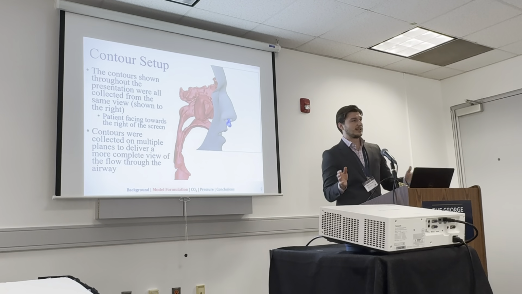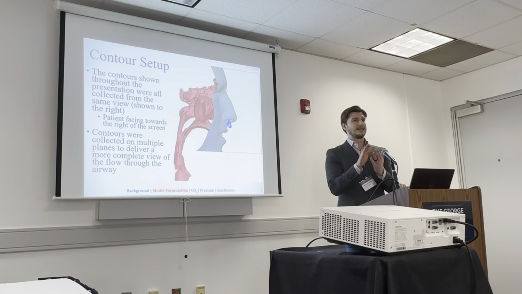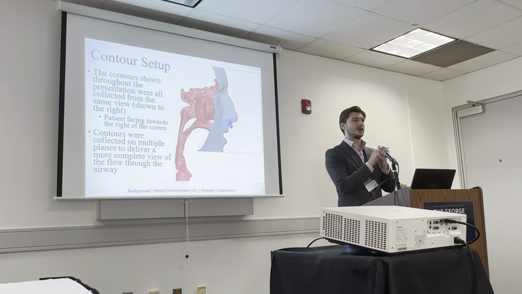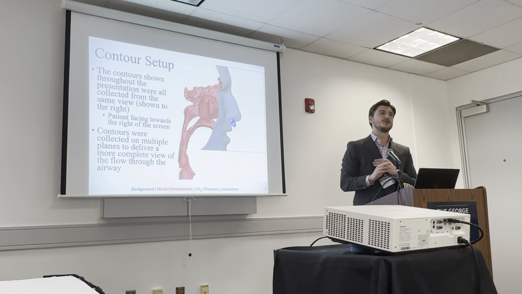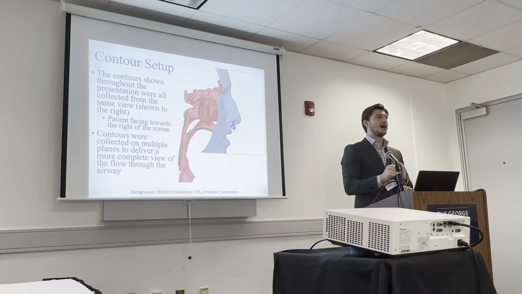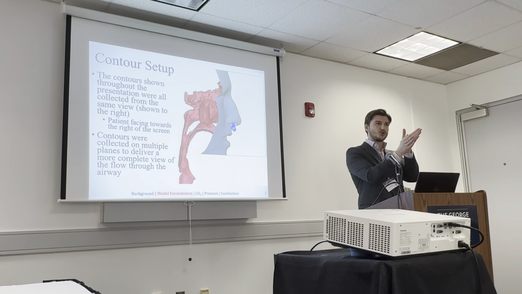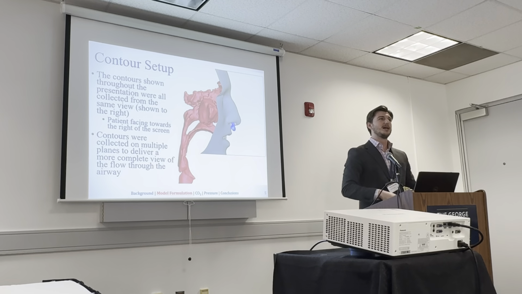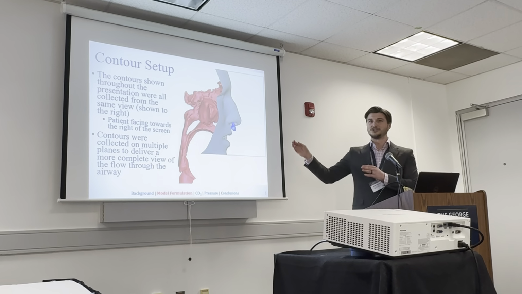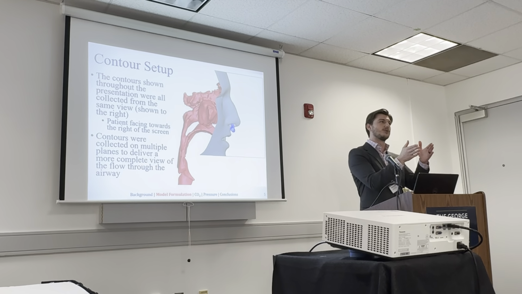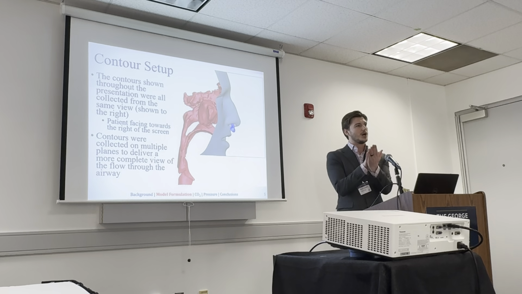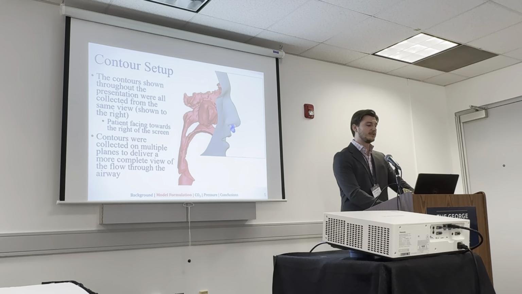Also, the contours were collected on multiple planes and then overlaid on top of each other, because if you're just looking with this profile view and you just have one slice, then the nasal passageways are careening left and right into and out of the page. So it would look like there were just ends of passageways that actually do continue, but they would just go into or out of the page. So there are a few planes overlaid on top of each other to give you a more complete view.